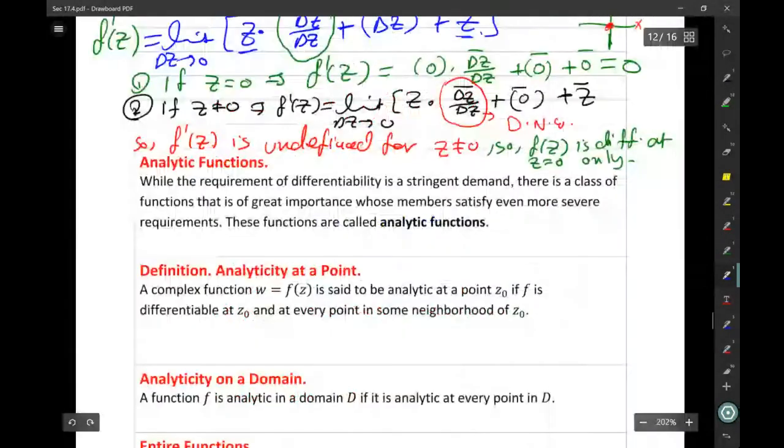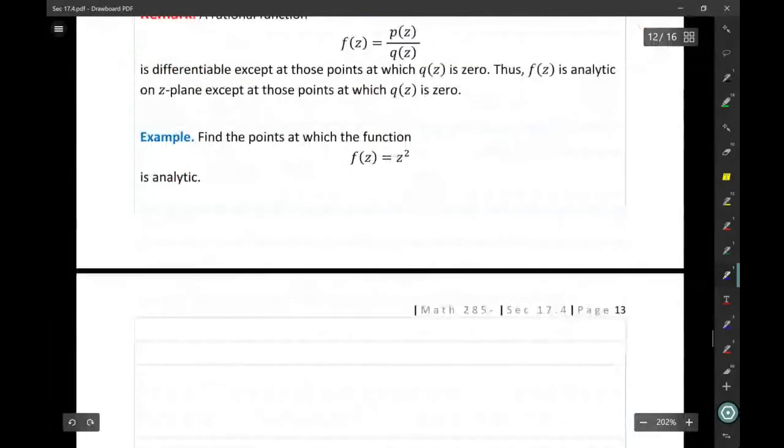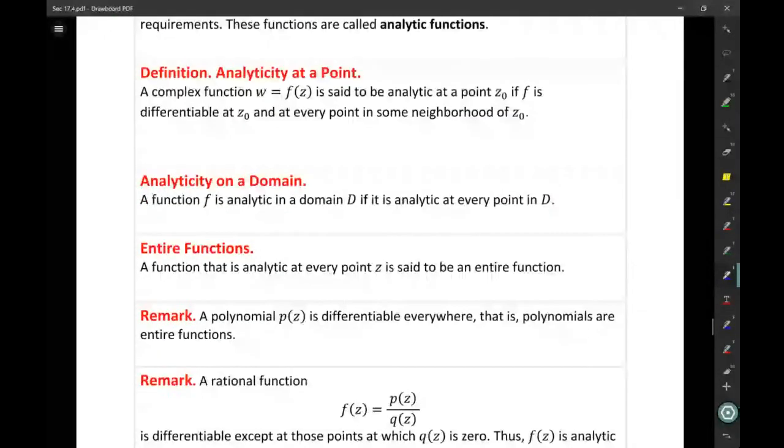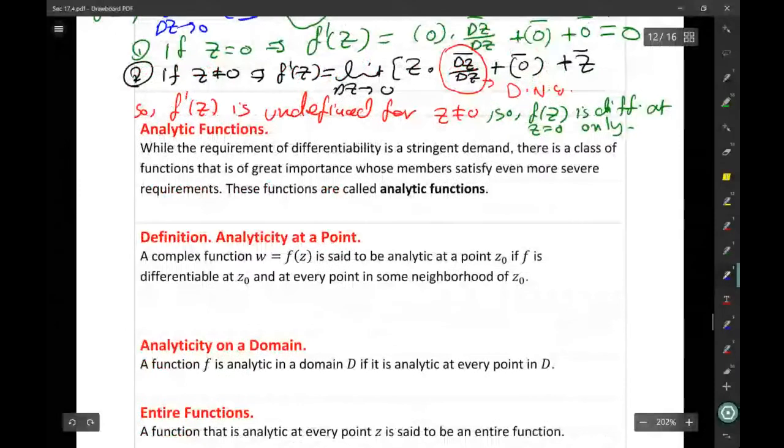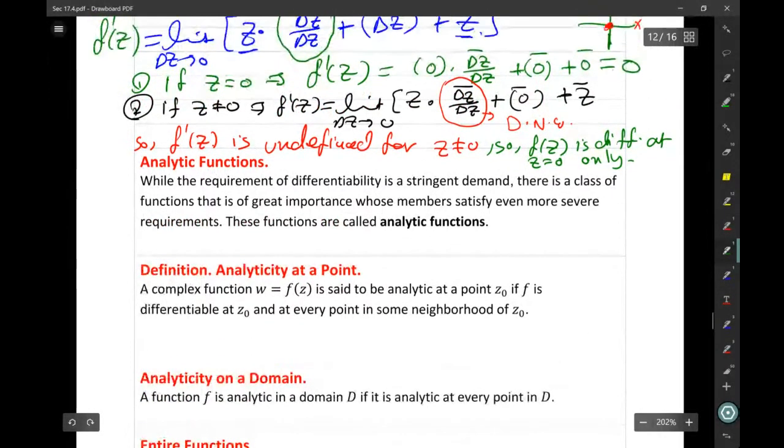Okay, let us go to see just the definitions with some simple examples, just to know the definitions only. What's the meaning of an analytic function?